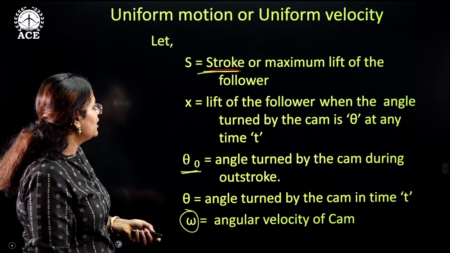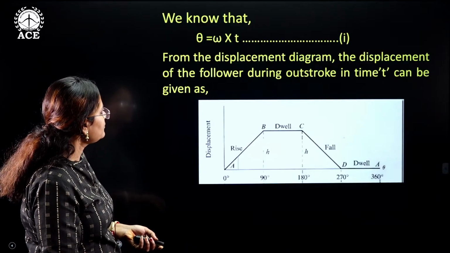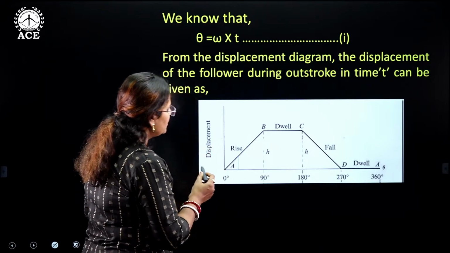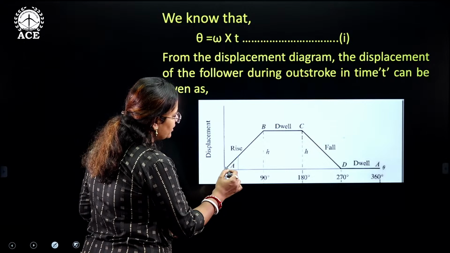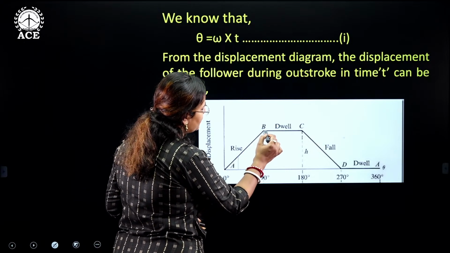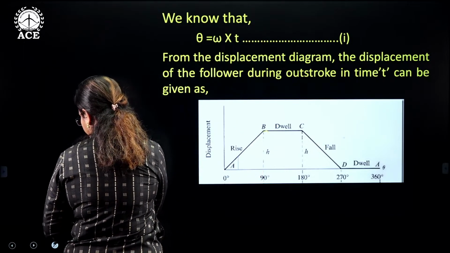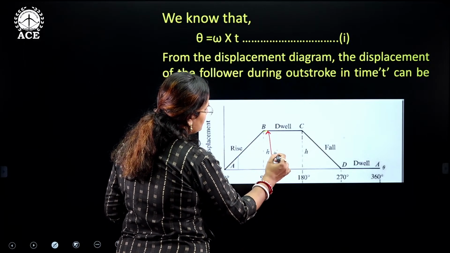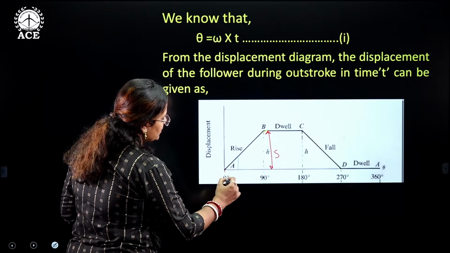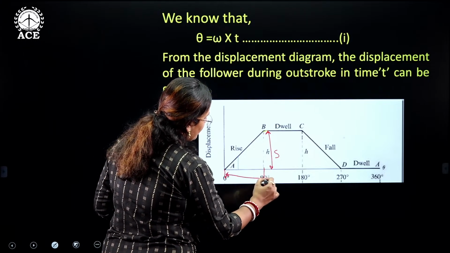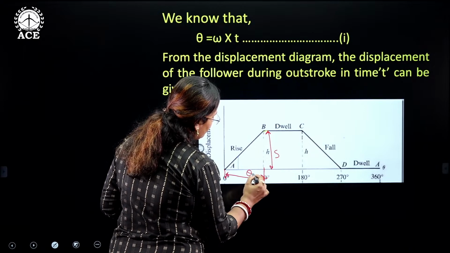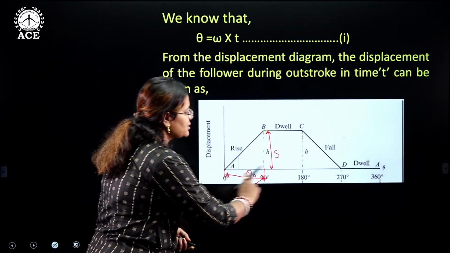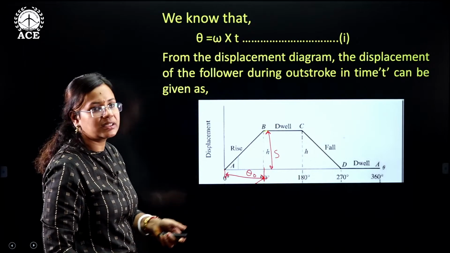So let us have the expression. The displacement diagram I have taken. From 0 degrees it is going to rise over here. If it is a rise, then this is going to be the stroke, and this is going to be theta naught, the outstroke angle, because in this x direction we have taken theta.